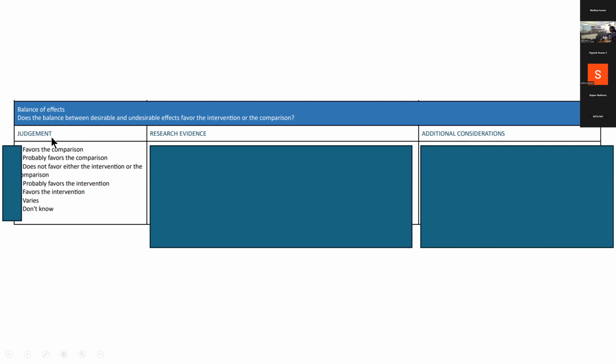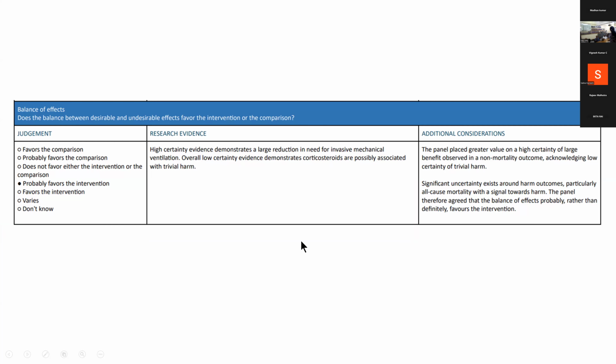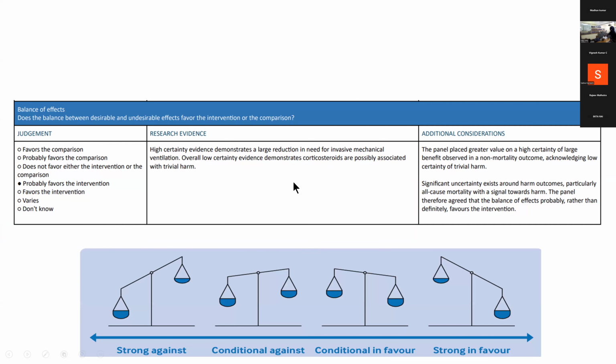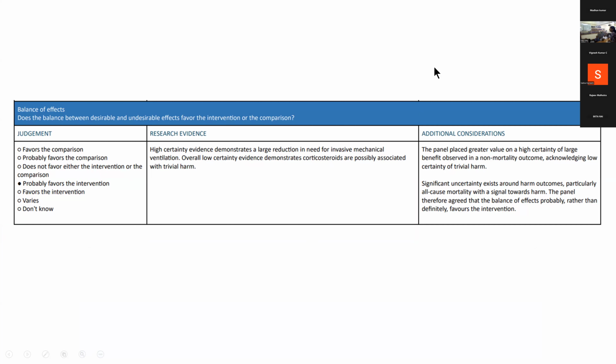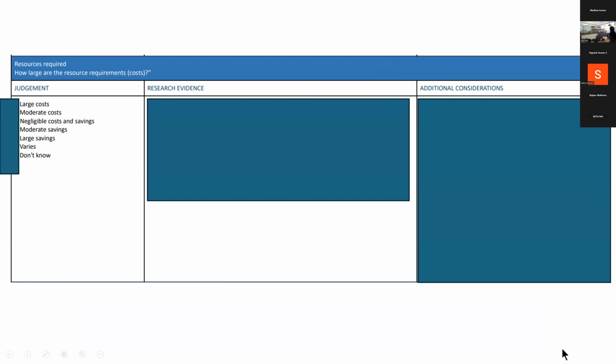Next is balance of effects. Does the balance between desirable and undesirable effects favor the intervention or the comparison? This is where we actually have to decide whether we are going to recommend or not recommend. So how many of you favor the comparison, or how many of you favor the intervention? How many of you want to give steroids? But we saw a lot of benefit, right? Okay, so more show of hands for this. Even in this example, the guideline panel favored the intervention because you have more benefit rather than trivial harms.